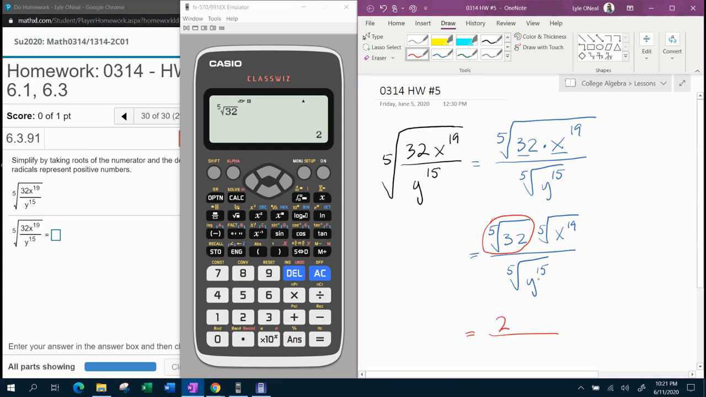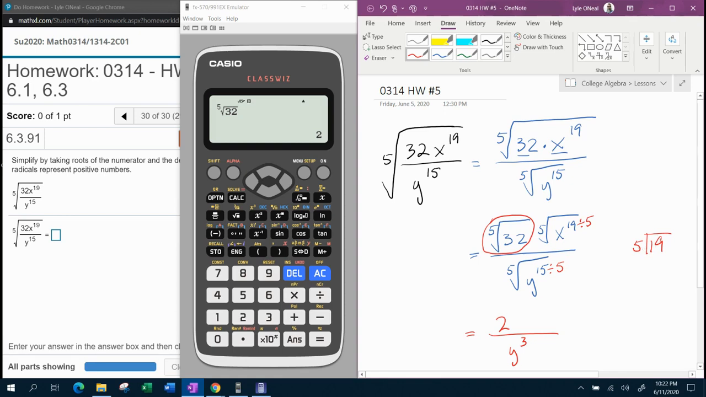For the variables, you want to divide the exponent by the index. So in the denominator, if I do 15 divided by 5, that's going to divide evenly as y to the third. Since 15 divides by 5 evenly, there is no radical part left in the denominator. And for the x, I want to do 19 divided by 5. Now, that's not going to divide evenly, so I'm going to bring that over to the side and divide it old school, like we did back in 4th grade.